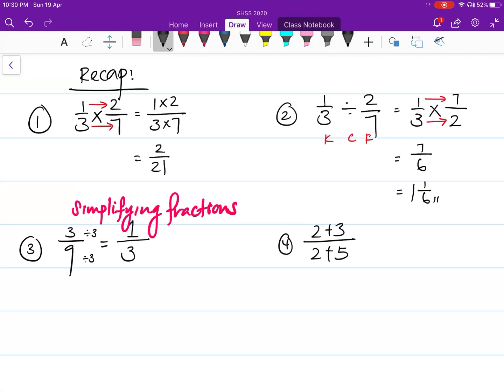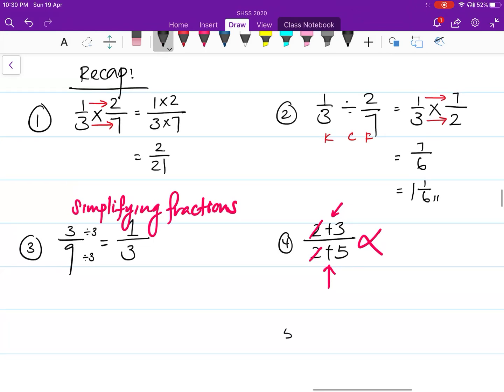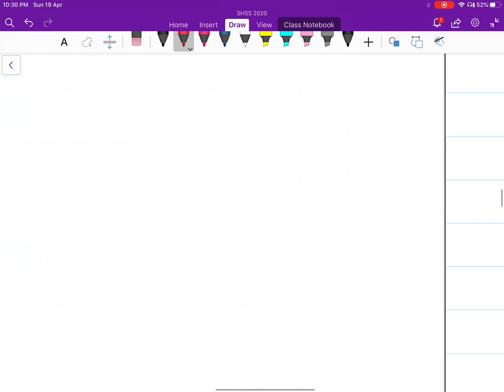Lastly, we also discussed when we can cancel and when we cannot cancel. In this case, if you have 2 plus 3 over 2 plus 5, we cannot cancel the 2 like that because it is connected with a plus sign. The only time we can cancel is when we have 2 times 3 over 2 times 5. When it's connected with a multiply, only then can we cancel. With this recap, we will now go into algebraic fractions.